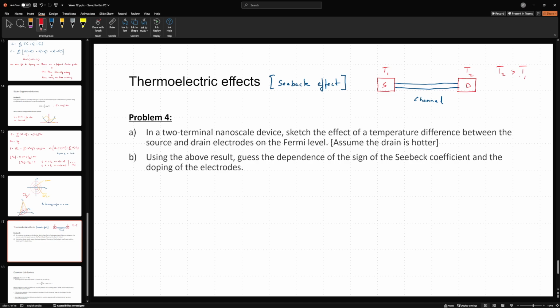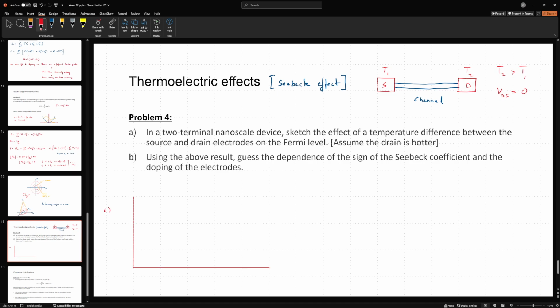Now, what is the effect of temperature? I'm not giving any potential information. So since there is no potential information, I can assume that VDS is equal to 0 here also. So part A, we are just going to sketch the Fermi function. Okay.